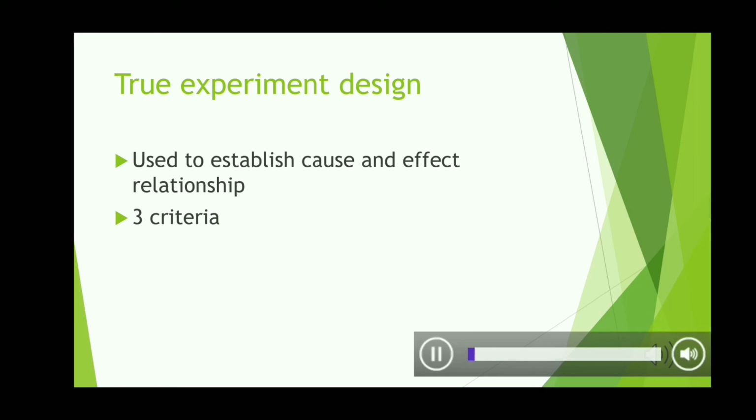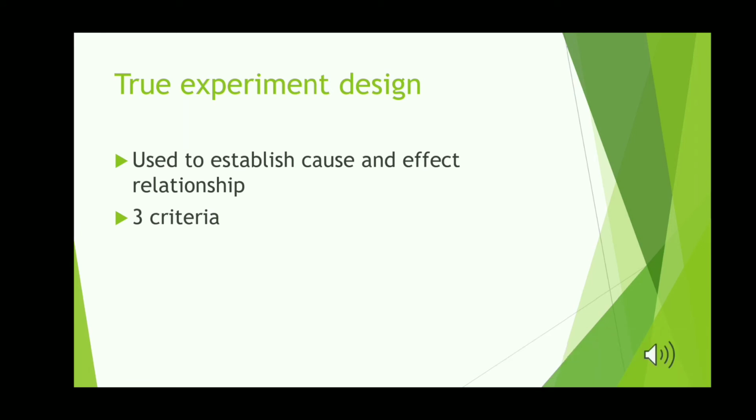True experimental design. True experimental design is used to establish cause and effect relationship. It should meet 3 criteria: manipulation, control and randomization.